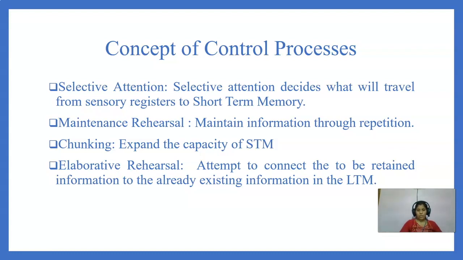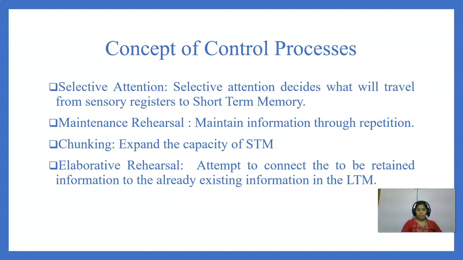The first control process that I will discuss here is selective attention. In sensory memory, there is a lot of information. We can register much information through our sense organs, but it is not possible for us to send all information to the short-term memory. So we pay attention to some information and we don't pay attention to other information. The information on which we pay attention travels to the short-term memory, and the information on which we don't pay attention gradually decays from the sensory memory.